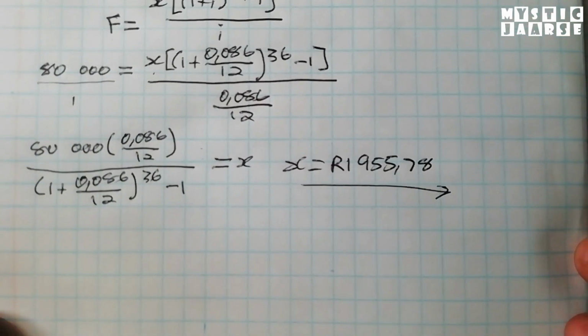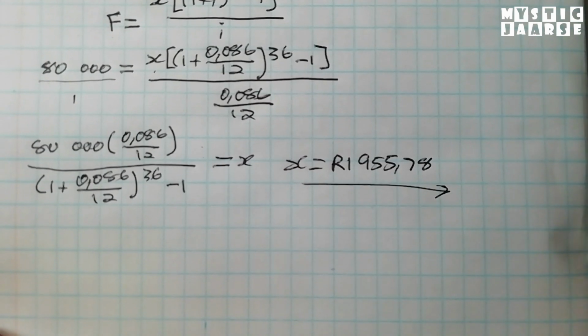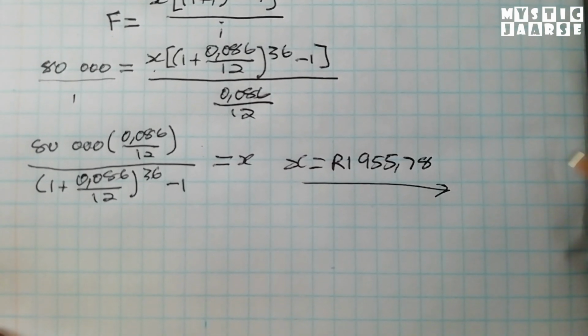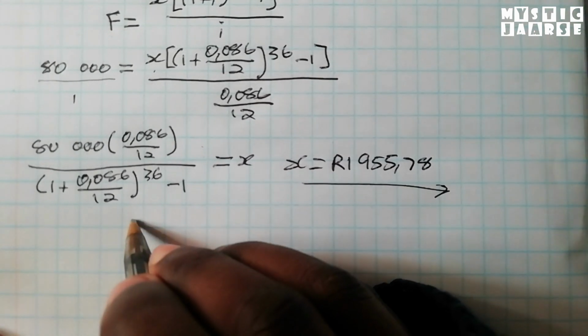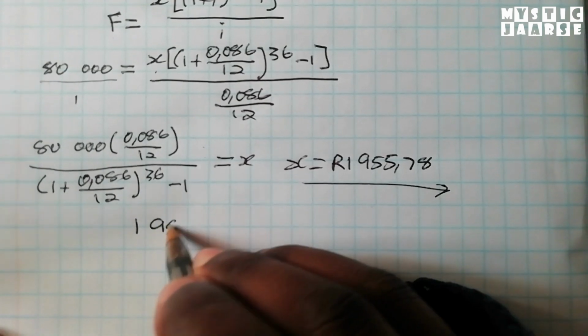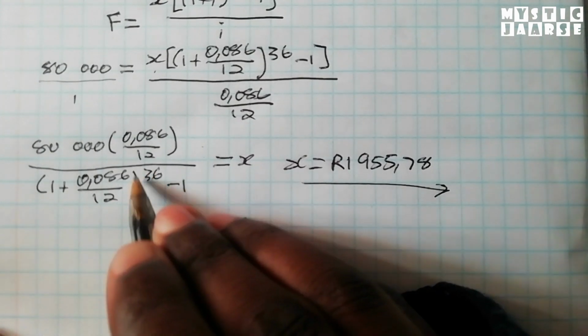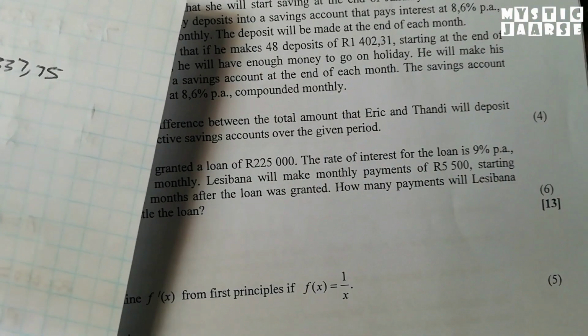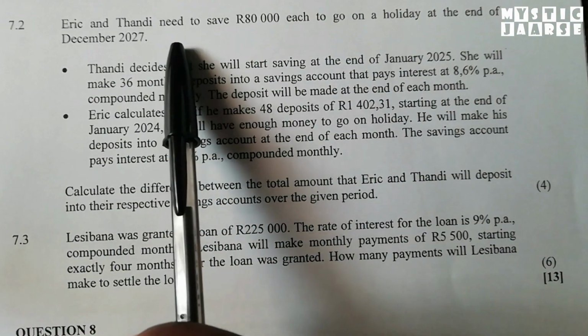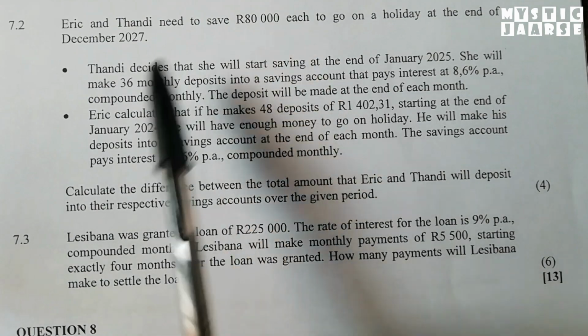So in order for us to calculate the total amount of money that Thandi will deposit into this account, we just multiply 1,955 rand 78 cents by the number of payments, 36. But let's go back to the question again. So Eric and Thandi both need 80,000 rands, right?